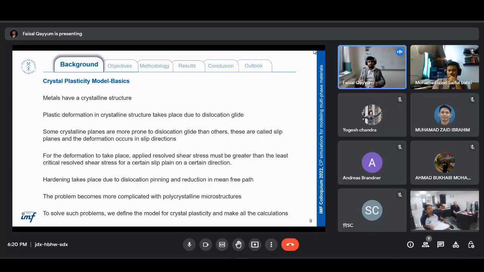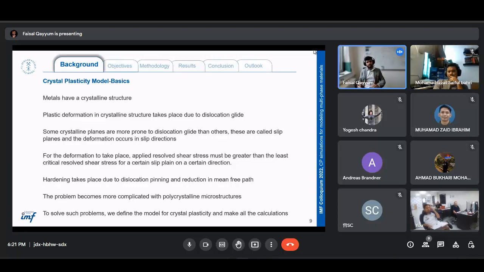Now, another important component which comes in is hardening, and hardening takes place due to dislocation pinning and reduction in mean free path. So we somehow also have to accommodate how, once a slip plane has activated and a certain amount of energy has been absorbed, at what limit does it stop? In actual materials, it takes place due to dislocation pinning and mean free path reduction.